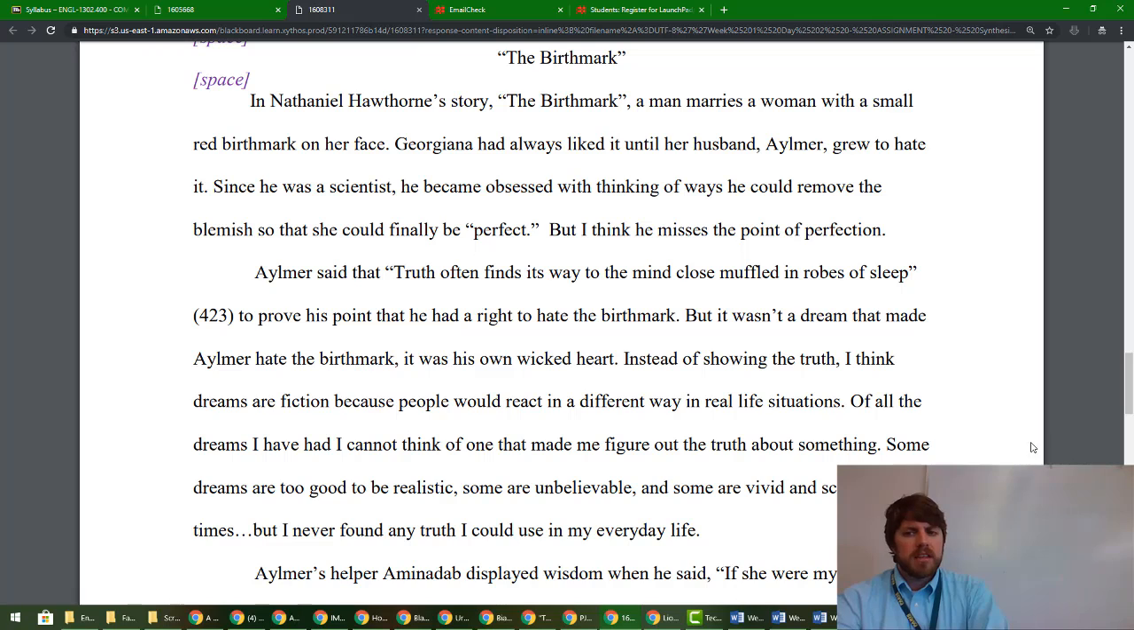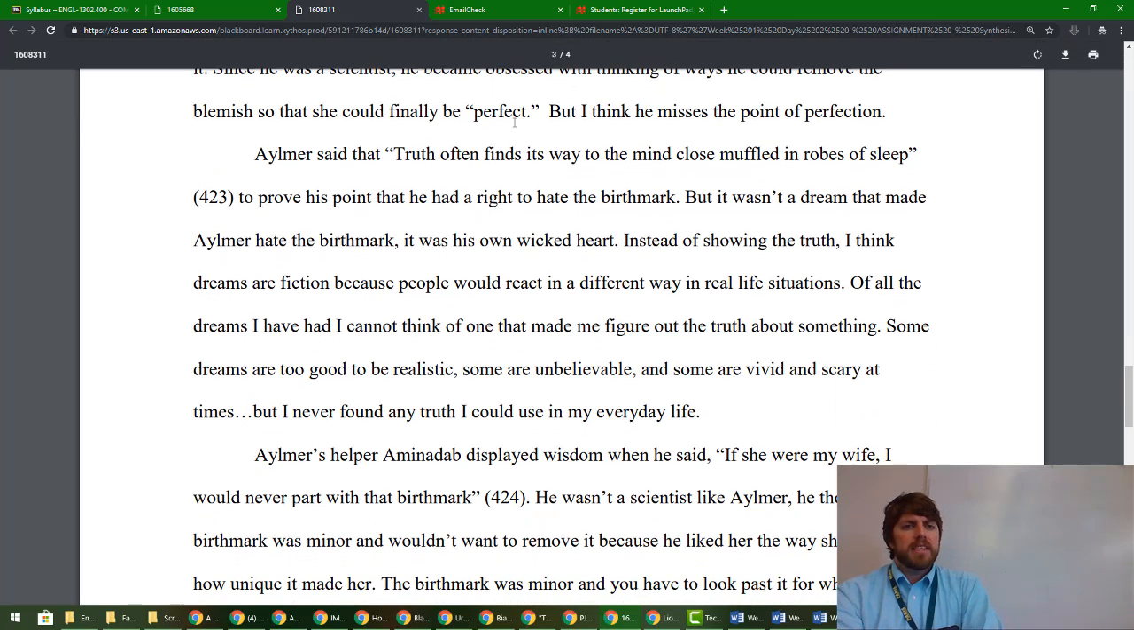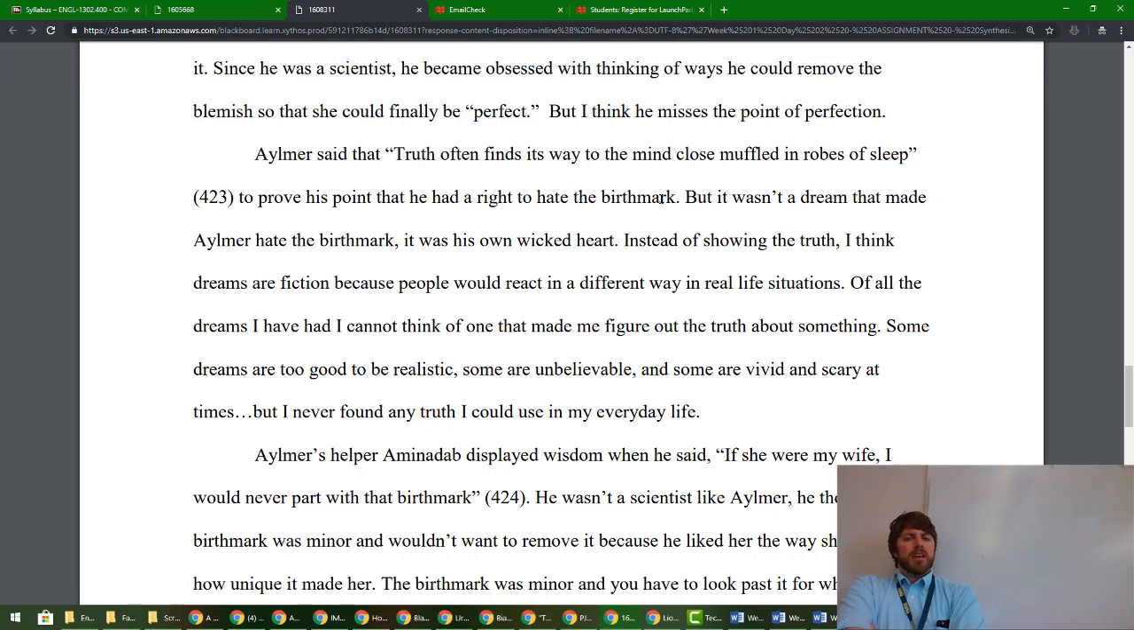Now, there are some things that he does at times that I don't like, which I will point out to you, which is one of the reasons I have this as a sample paper. He says here, "Aylmer said that truth often finds its way to the mind close muffled in robes of sleep to prove his point that he had a right to hate the birthmark. But it wasn't a dream that made Aylmer hate the birthmark, it was his own wicked heart. Instead of showing the truth, I think dreams are fiction because people would react in a different way in real life situations. Of all the dreams I have had, I cannot think of one that made me figure out the truth about something. Some dreams are too good to be realistic, some are unbelievable, and some are vivid and scary at times, but I never found any truth I could use in my everyday life."